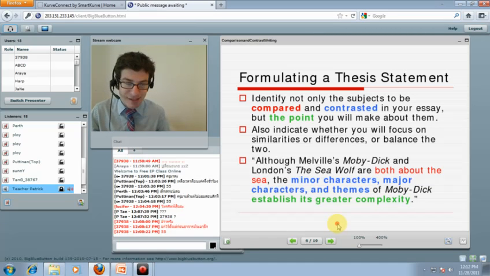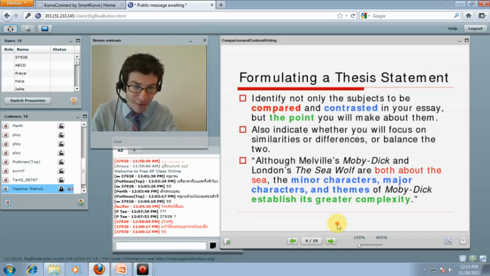Formulating a thesis statement. It's a complicated way to say something simple. Thesis statement is what you're going to talk about. So, let's figure out how we come up with what we're going to talk about. Okay. Identify not only the subjects to be compared and contrasted in your essay, but the point you will make about them. Very important.